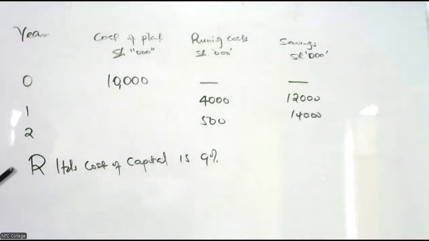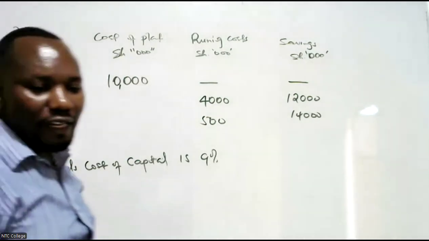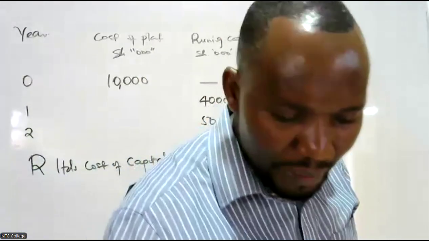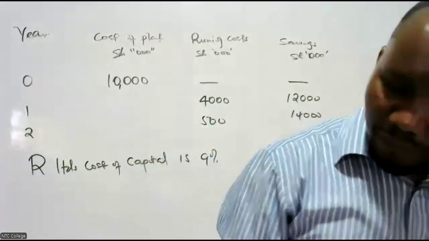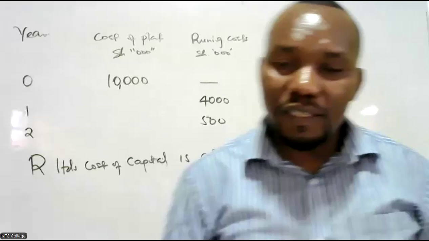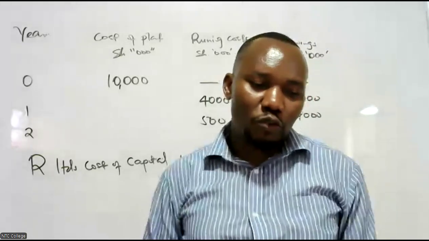Required: determine the sensitivity of the project to changes in the levels of cost of plant, running cost, and savings, considering each factor at a time, and assuming that each factor is varied adversely by 10%. Which kind of sensitivity analysis is this? They are varied by 10%. That is December 2013, question number 2A.